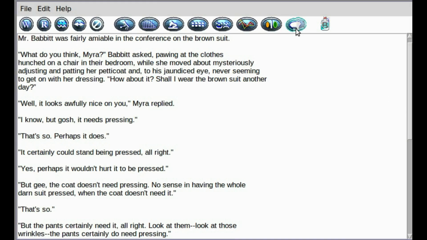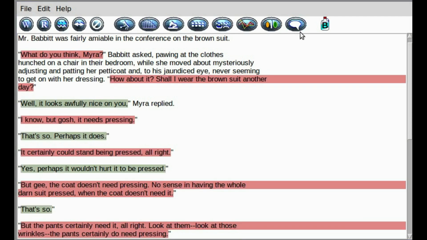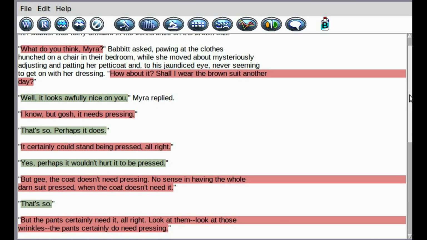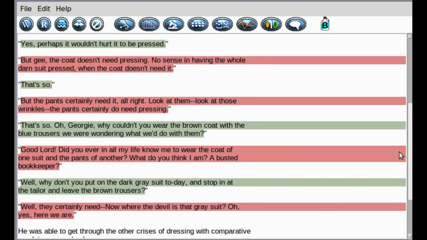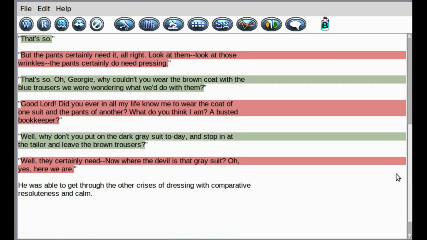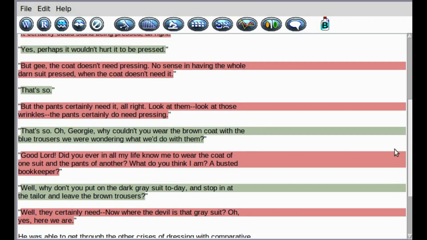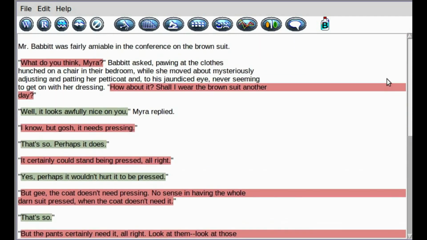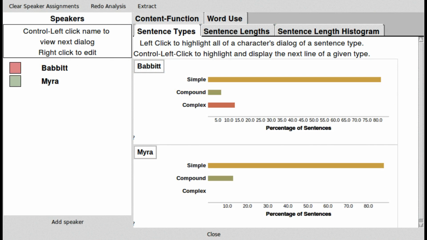First, we click the dialogue button. When you click the dialogue button, Editomat will analyze the dialogue and assign each set of dialogue to a speaker, and then it highlights the dialogue to show who is speaking. The highlighting makes it easy to read through your document and just scan for an individual character's dialogue. Editomat also opens up a second window where it displays the characteristics of each speaker's dialogue. We'll take a look at those.